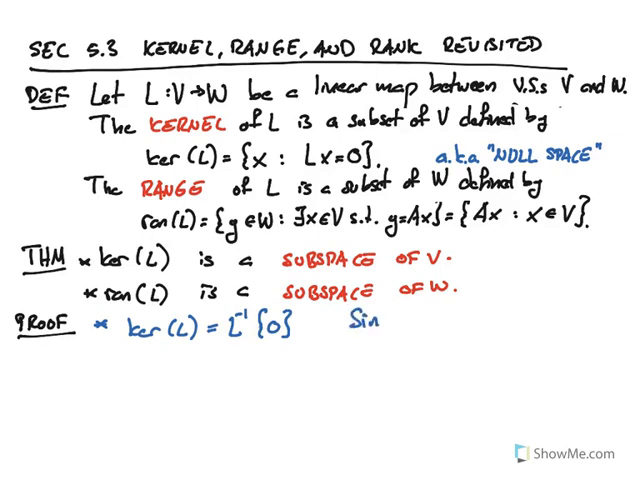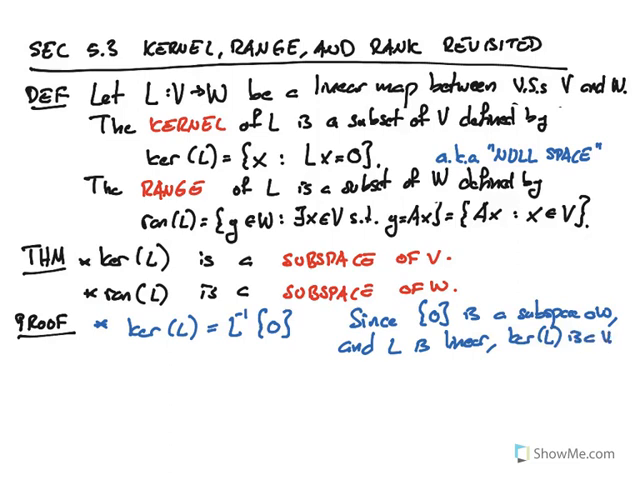And since this is a subspace of W and L is linear, it follows that the kernel of L is a subspace, by the earlier theorem. You could also prove it directly. It's very easy. You don't need to call that theorem. It's super easy to prove this.